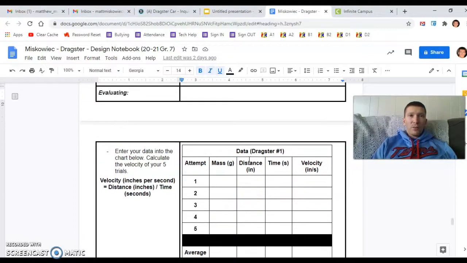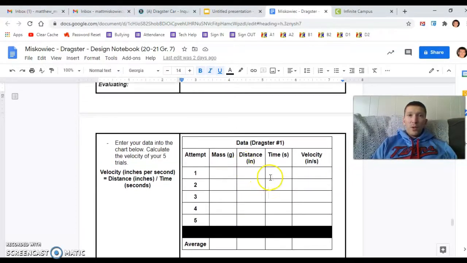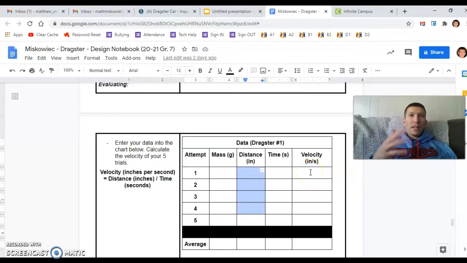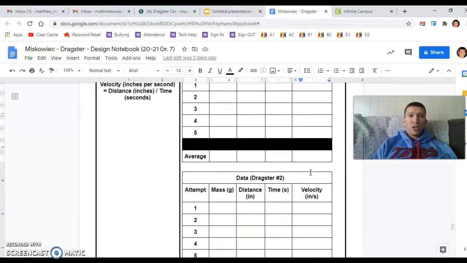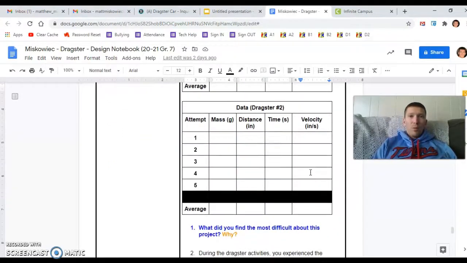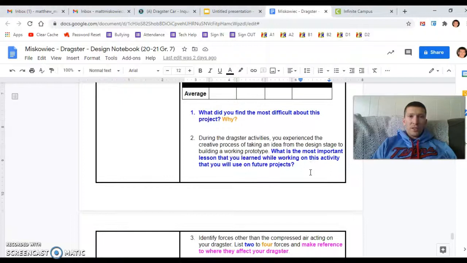And Mr. Severson created a video for this where you had to take the time given to you and the distance, that's the length of the track, and you had to find out the velocity, basically how many inches per second were the cars going, and there were two charts here to complete. Right below that were the evaluating questions.